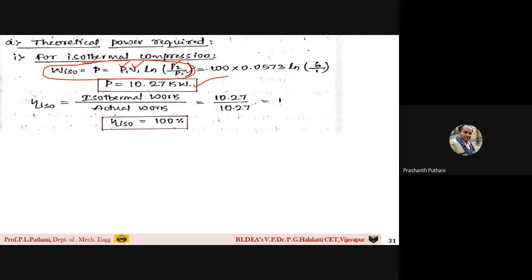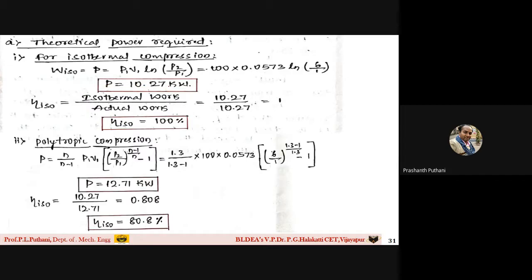Once you have completed this isothermal work, you need to write an expression for isothermal efficiency. And already I have told you in the last class also, the isothermal work divided by actual work will give you the isothermal efficiency. Okay, so isothermal work is 10.27 kilowatt. Actual work is also 10.27 kilowatt, which means the isothermal efficiency is 100%. Always keep in mind, students, for isothermal compression work, the isothermal efficiency value is always 100%. Keep this in mind.